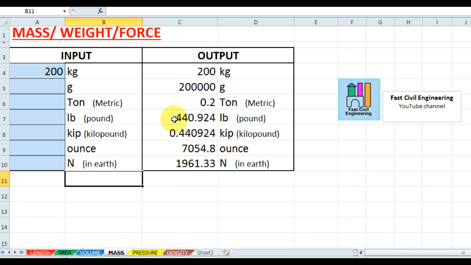200 kilogram is equal to 440.924 pound. 200 kilogram is equal to 7,054.8 ounce. 200 kilogram is equal to 1961.33 Newton.